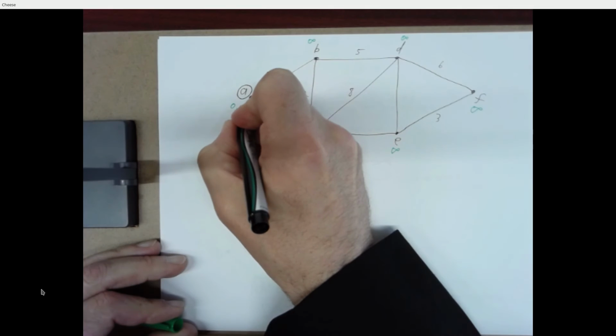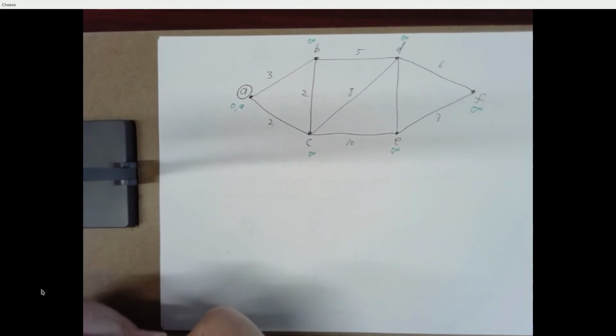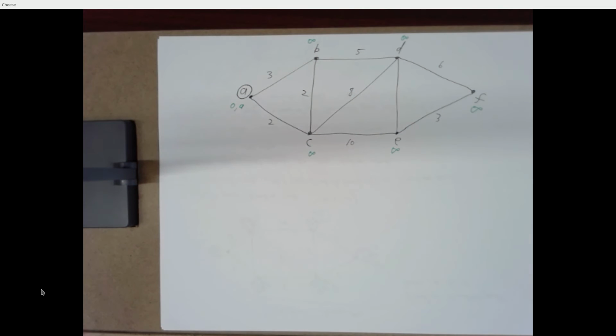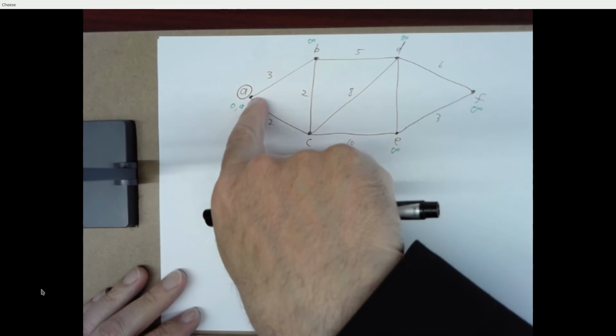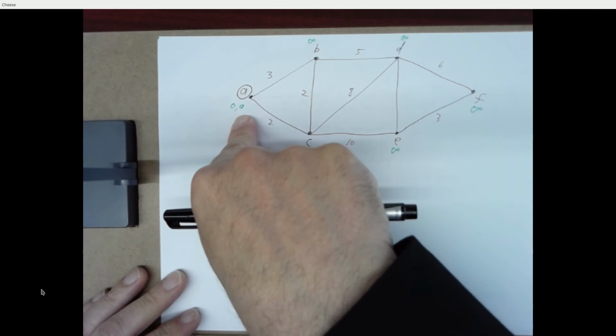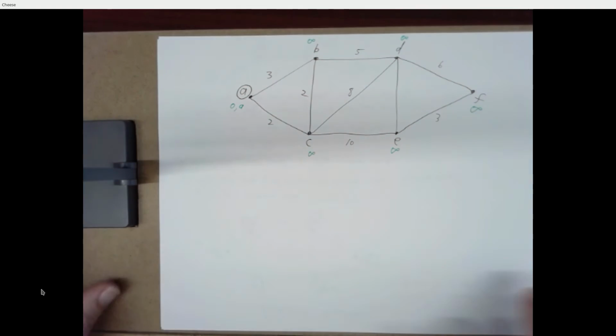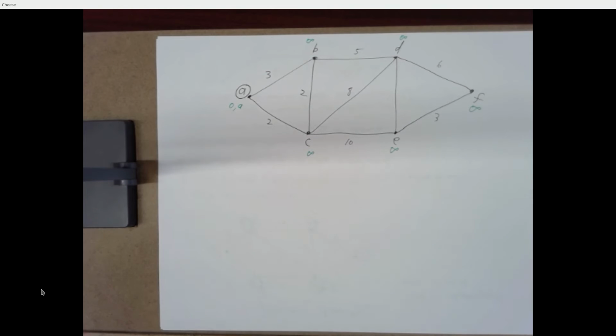I'm also going to write down next to the distance the path that gives us that distance. This is a little PA5-ish, right? So the shortest path from A to A is just A, right? And it's got a distance of 0. That's just an edge. All right, so let's run the algorithm again.